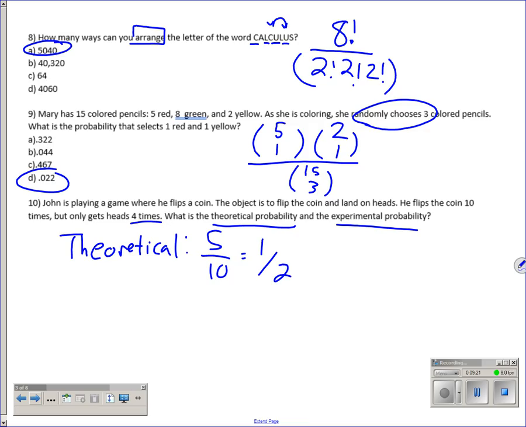That's what we always deal with. The experimental probability, well, that's what we actually get when we do the trials. In this case, we get heads not 5 out of 10, but 4 out of 10. That is my experimental probability, which is 2 out of 5 or 0.4.